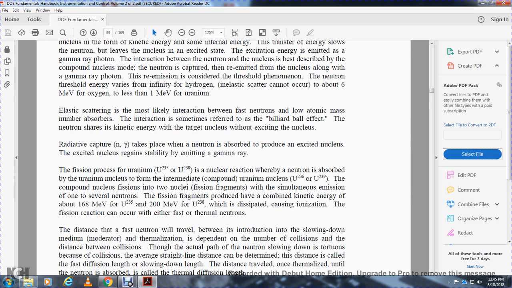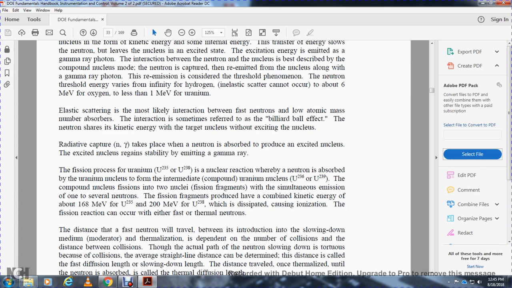In radiative capture, the neutron is absorbed and produces an excited nucleus. The excited nucleus regains its stability by emitting a gamma ray. In the fission process of uranium, the neutron is absorbed by the uranium nucleus, forming an intermediate compound nucleus, U-236 or U-239. The compound nucleus fissions into two nuclei, the fission fragments, with the simultaneous emission of one or two neutrons.